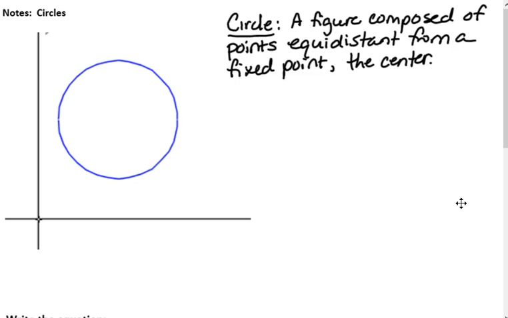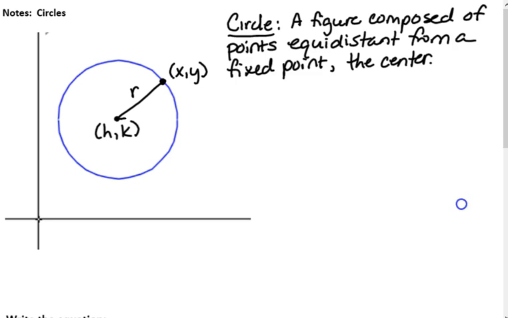We are going to label the center of our circle H, K, and we are going to label a point on the graph over here X and Y. So this XY represents any point on the graph, and all the points are the same distance from the center, and that distance we're going to call R. That's the radius.